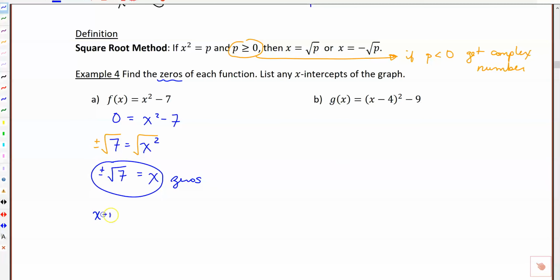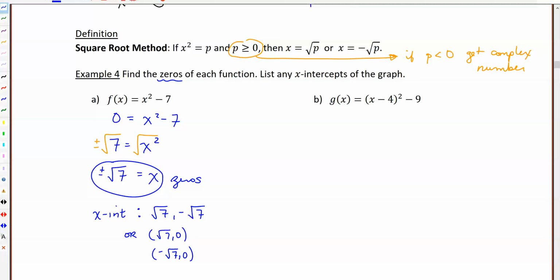And then my x-intercepts. In shorthand notation, you can say the x-intercepts are the square root of 7 and negative square root of 7. Or if you wanted to write them as ordered pairs, you could do that as well.